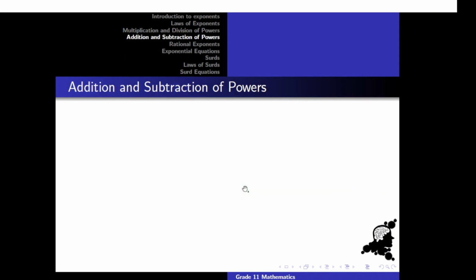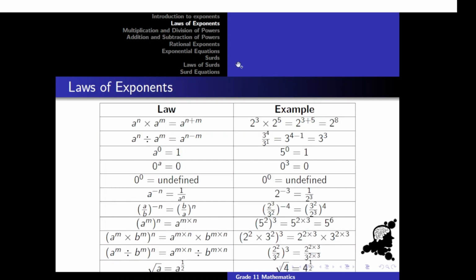Okay, now we move to an interesting subject, the addition and subtraction of powers. Whenever we add or subtract powers, you will remember that there is no law that tells us how to add or subtract powers. To prove it, let's go back to our table with the laws of exponents. There's nothing, absolutely nothing telling us what to do to the bases or the exponents when we add powers.